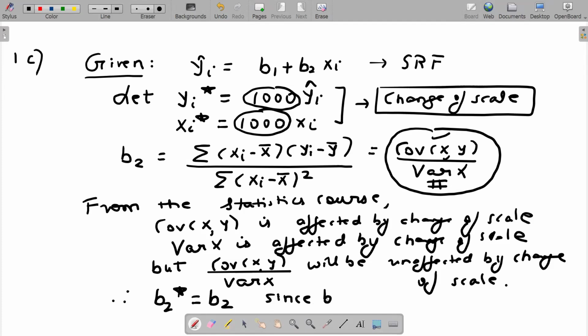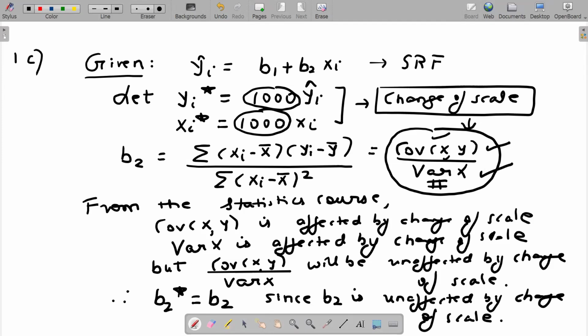B2 is unaffected by change of scale. I have done this in my lectures on linear regression as well. If you look at B2, it is unaffected by change of scale because B2 after all is covariance of xy over variance of x. Numerator is affected by change of scale, denominator is affected by change of scale, but their ratio is not affected by change of scale. So even if I multiply y and x by 1000, B2 star and B2 will remain the same.